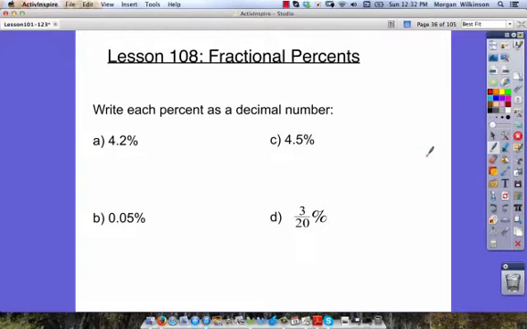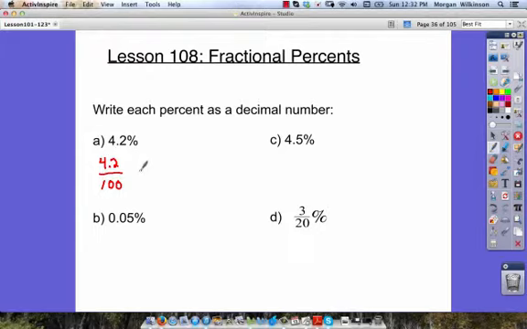Lesson number 108 is about fractional percents, and we have to write each percent as a decimal number to begin. If we have 4.2%, well, we know percents are always out of 100, so if we wanted to make this into a fraction, we just say 4.2 out of 100, or 4.2 hundredths.